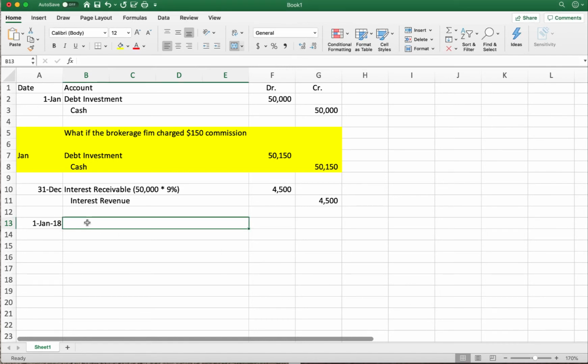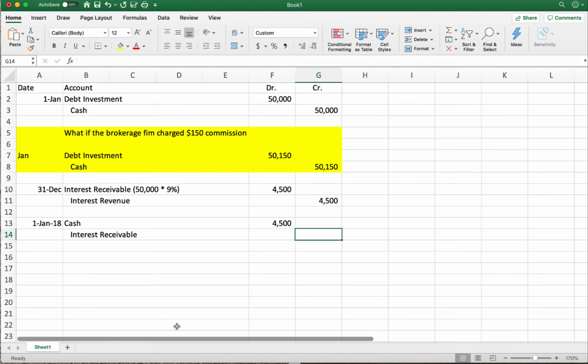So what's the journal entry? Well, we already accrued the revenue. We just have to show that that interest receivable has been satisfied and we have the cash now. So what do we need to do? Well, we need to debit cash because we're getting cash for $4,500. We need to credit our interest receivable because we're not owed that money anymore, right? That this receivable has been satisfied. $4,500. Okay?